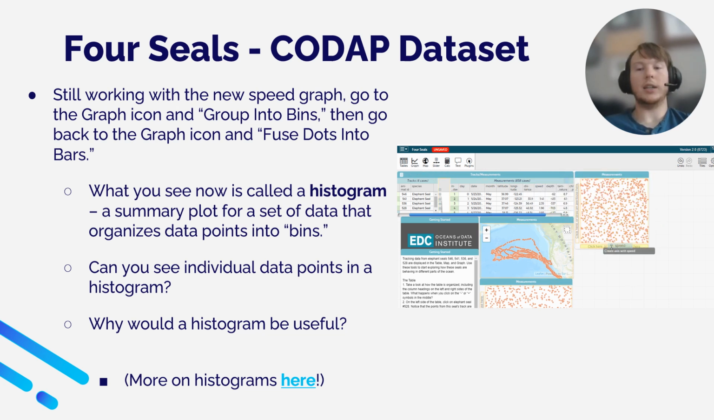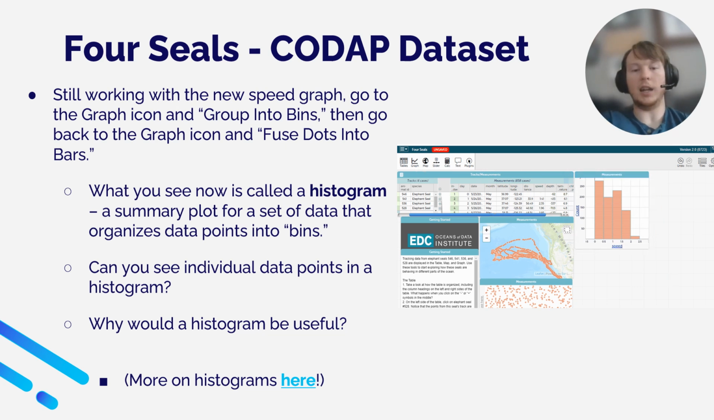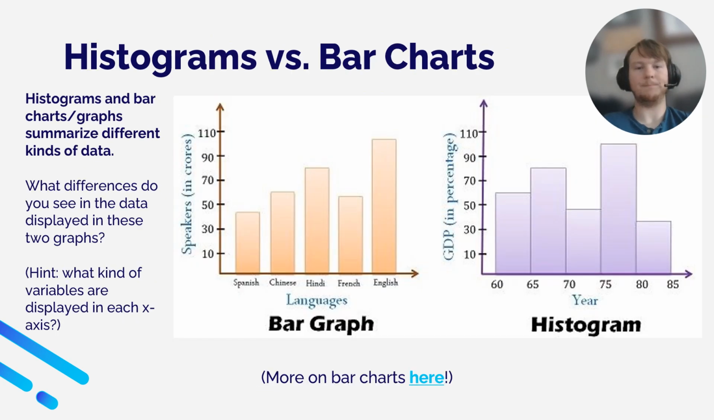We're still going to be working with this new speed graph, and at this point, we want students to create a histogram from this. So with the original dot plot, we're going to have students go to the graph icon and group into bins. Once they've done that, they're going to go back to the graph icon and check the box for fuse dots into bars. This will create a histogram, which is a summary plot for a set of data that organizes data points into bins. You can no longer see individual data points, but a histogram could be useful for seeing how many data points fell into different ranges.